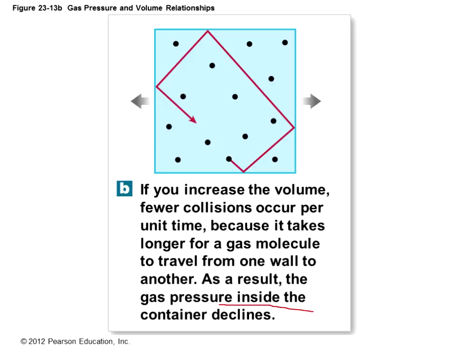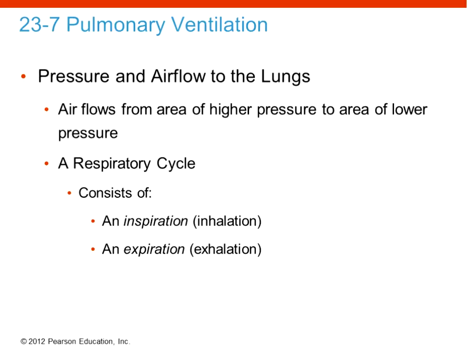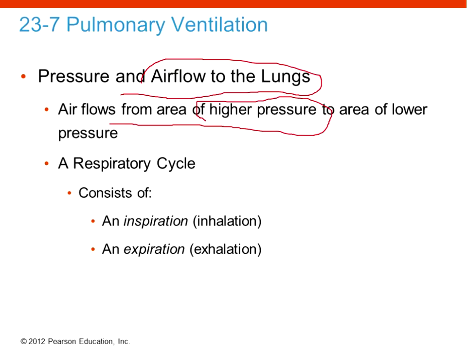Okay? This is important to understand, because the container that we're going to be talking about is our thoracic cavity and our lungs, right? And that's going to change depending on the size of the space of our thoracic cavity. So, pressure and airflow to the lungs: air is going to flow from an area of higher pressure to an area of lower pressure. It's kind of like a concentration gradient that we talked about with the movement of ions, right?